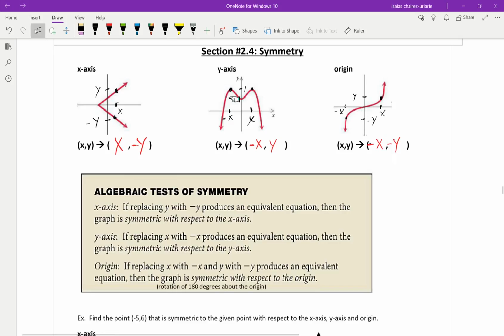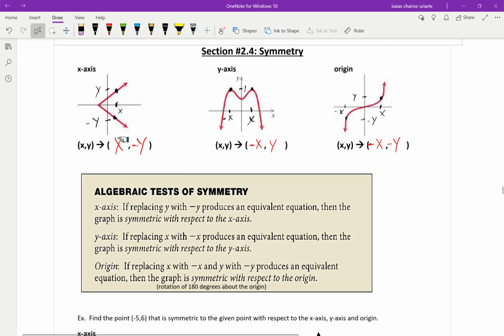So it's easy to determine symmetry if you are given a graph. If you're given the graph, you just look at the graph and you say, oh, it's symmetric with respect to the y-axis or the x-axis or the origin or whatever it may be. It gets a little bit trickier if you're not given the graph. If instead you're just given an equation, and you are asked, is the graph of this equation symmetric with respect to whatever axis? Then that's a little bit trickier to determine.